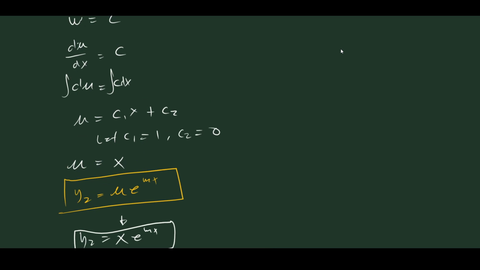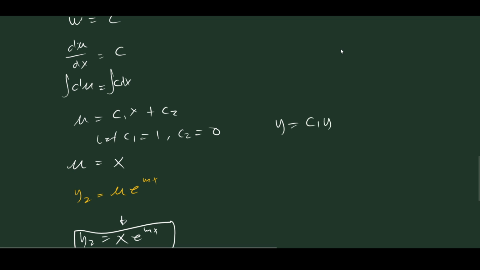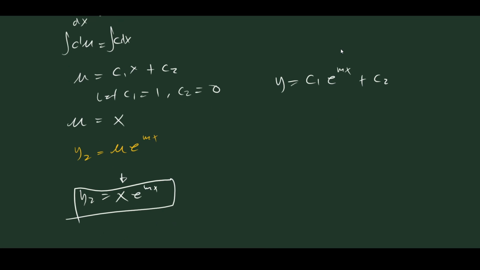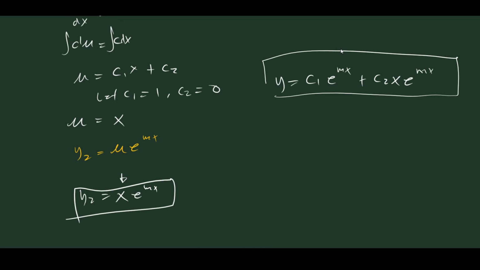Okay, so our general solution will be y is equal to, so what is our first solution? That will be c1 multiplied by y1, right? So y1 is equal to e raised to mx, plus c2 multiplied by our y2, which is x e raised to mx. Okay, so there you have it.